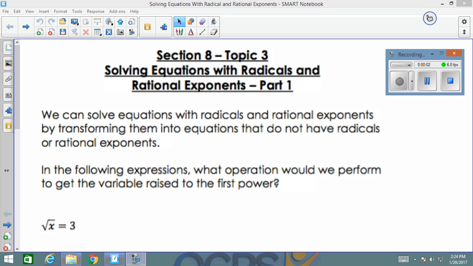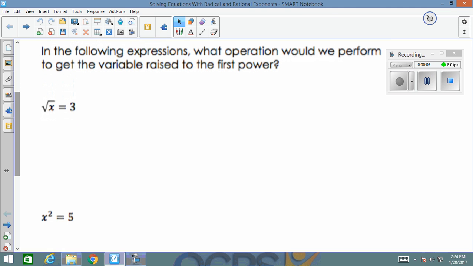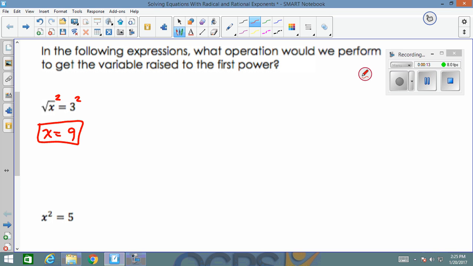So today we're going to talk about solving equations with radical and rational exponents. So let's go ahead and begin. In order to solve this directly, we're going to go ahead and square both sides. So we'll get x equals 9.